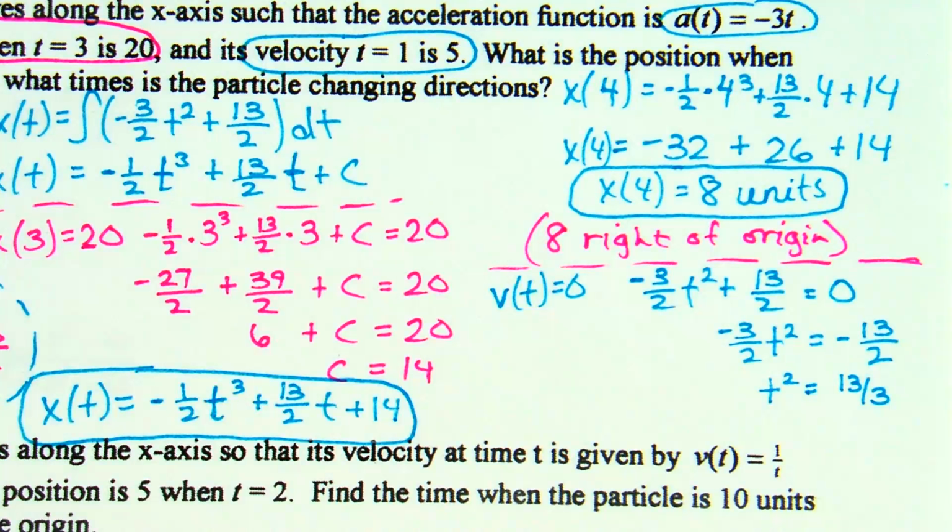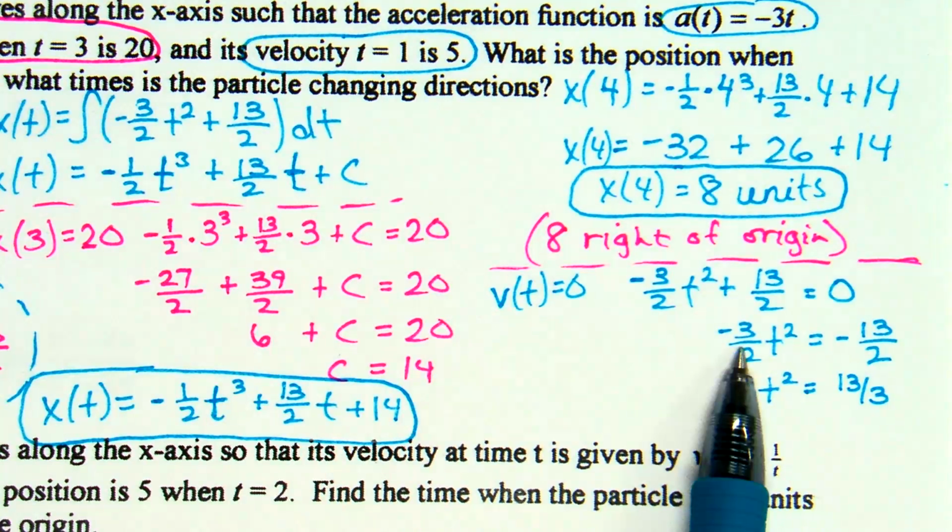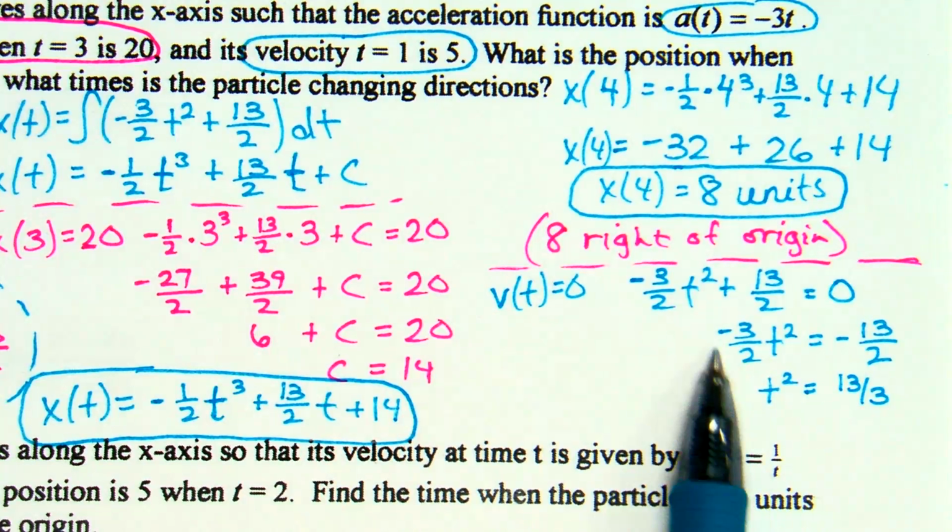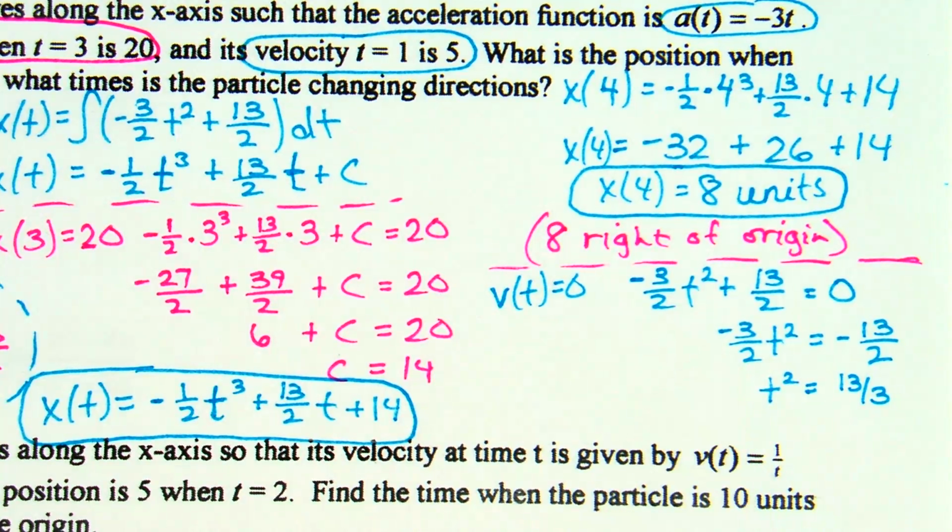Say what? I'm multiplying by the negative to get rid of the negative. Oh, okay. Since it's already negative 3/2, I'm going to multiply by negative 2/3 because I want that negative to go away also. So now I have t squared equals 13/3.